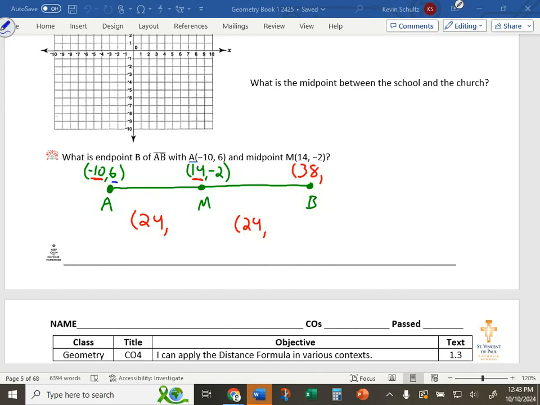For the y's, how far did we go? Negative 8, right? 6 to negative 2 is negative 8. So if we went negative 8 with the y, I shouldn't write this as ordered pairs, but it's the concept. If we went negative 8 to get halfway there, how far do we have to go to get to the end? Negative 8. What's negative 2 minus 8? Negative 10. Okay? Negative 10. What's the process?